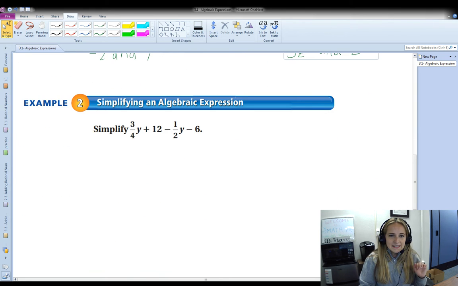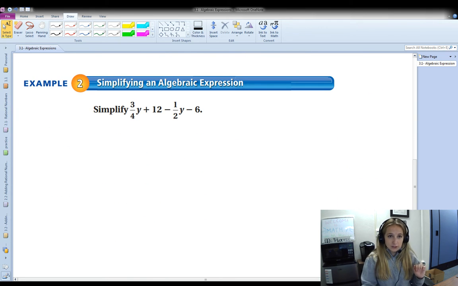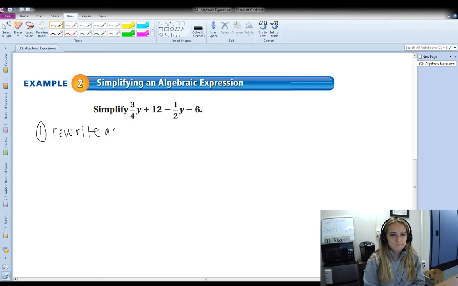All right, so next we're going to look at simplifying an algebraic expression. Okay, so we're going to focus on simplifying the algebraic expression. We're going to do it step by step. So write down all these steps in your notebook. So the first step is going to be the same as the above example. We're going to rewrite as a sum. Okay, so I'm going to rewrite this as a sum.